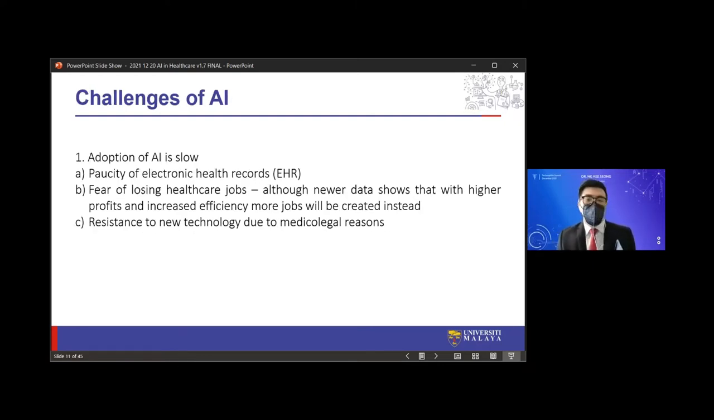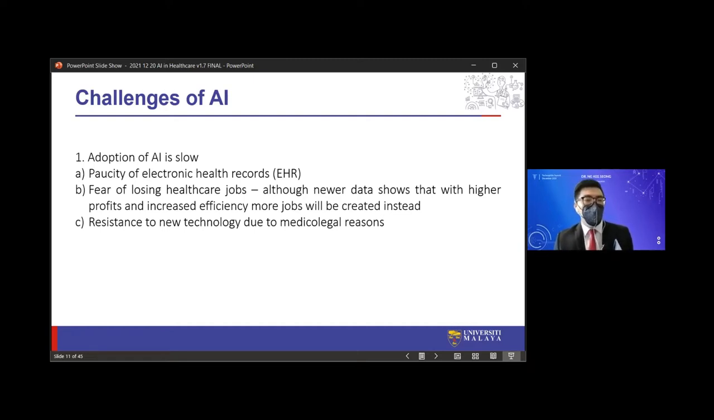So there are some challenges to adopting AI, as we know, because there's actually still a paucity of electronic health records worldwide. Even in Malaysia, to be fair, it's only some of our major hospitals like UM, KKM and also Layang and Sungai Buloh that have actually implemented fully electronic health records. Whereas the majority of our health services like GHKL, for example, despite being a really large hospital, the implementation of fully electronic health records is still not quite there.